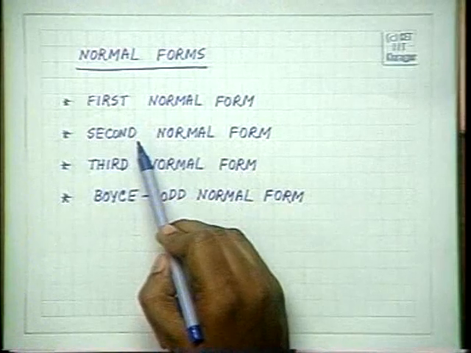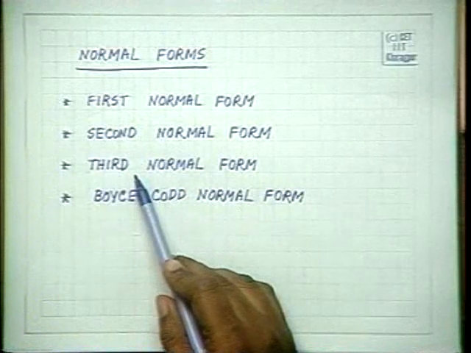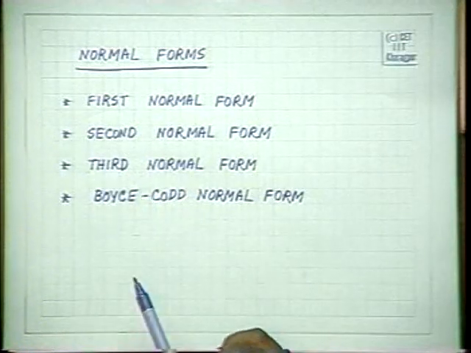There are several normal forms: the first normal form, the second normal form, the third normal form, the fourth normal form, the fifth normal form, and there are normal forms in many other people's names like the Boyce Codd normal form, etc. So, we will study some of them presently. What we will study are the following normal forms: the first normal form, the second normal form, the third normal form, and the Boyce Codd normal form.